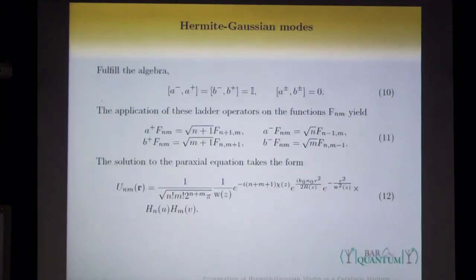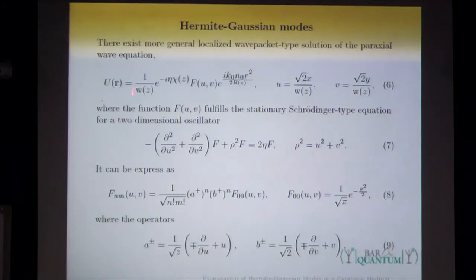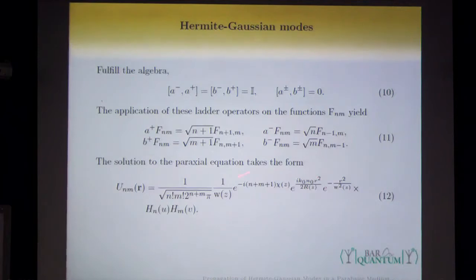This operator satisfies the Heisenberg algebra, and its action onto the function f is this. With this we can express the solution that we have proposed in this way, where this part is the Hermite modes, and in this part we have the Gaussian behavior. For that reason, these modes are called Hermite Gaussian modes.